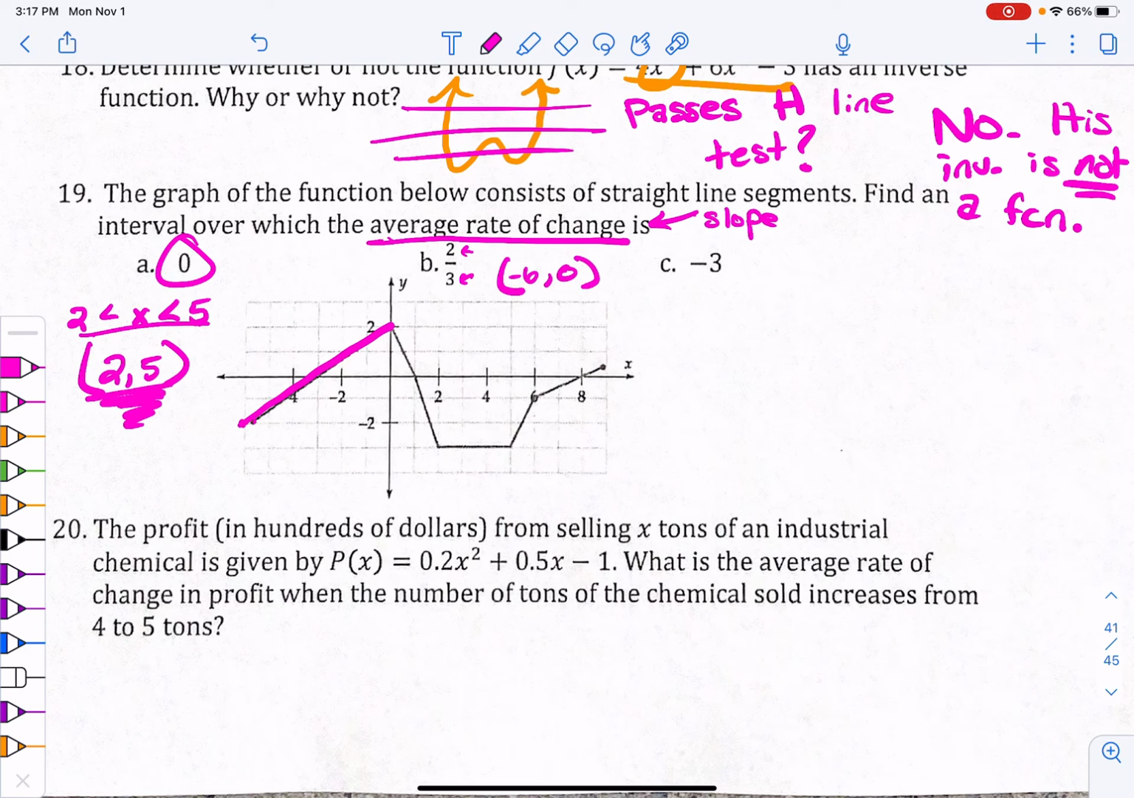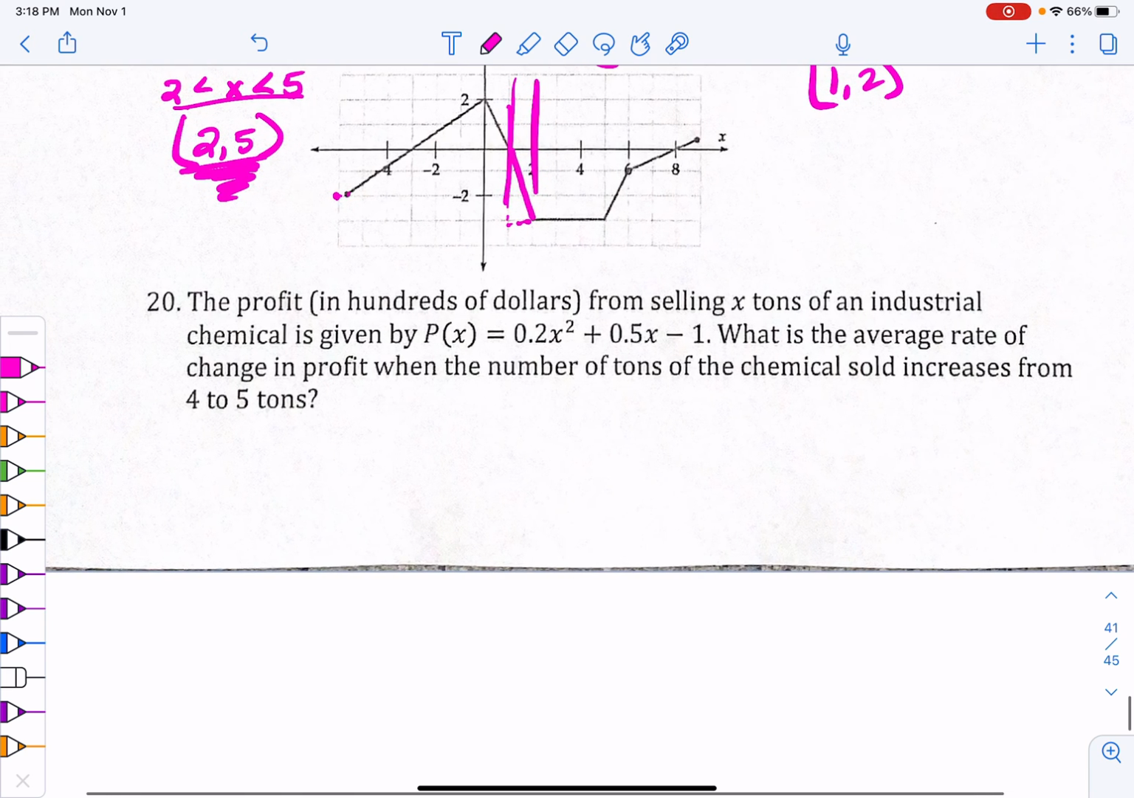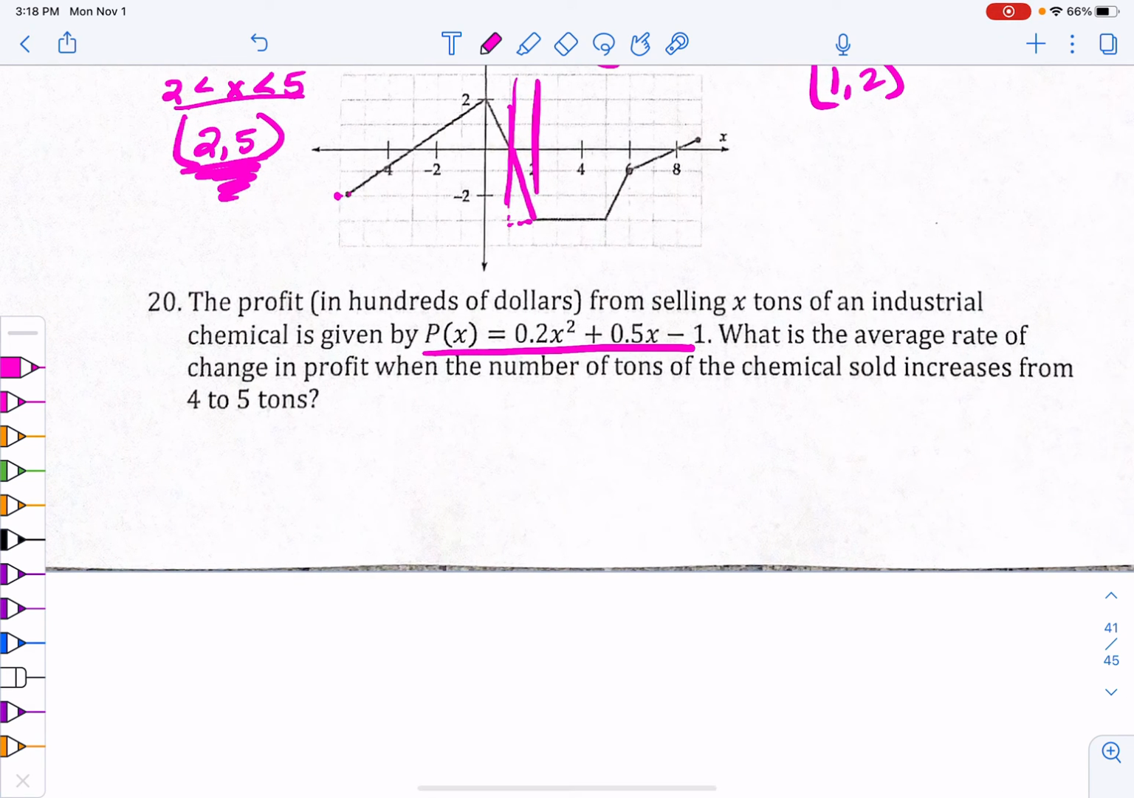Last one, the slope is -3. Looking on this little chunk, that's only a slope of down 2 over 1, so that's just a slope of -2. But from here to here, that's down 3 over 1. So it would be just between this point and this point, from 1 to 2, he has a slope of -3.